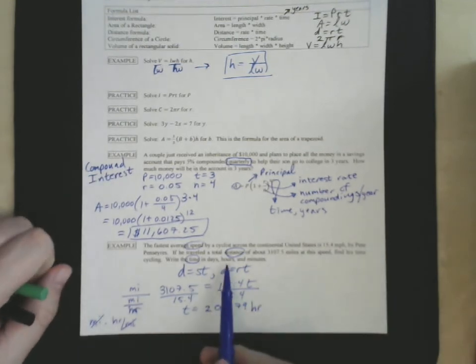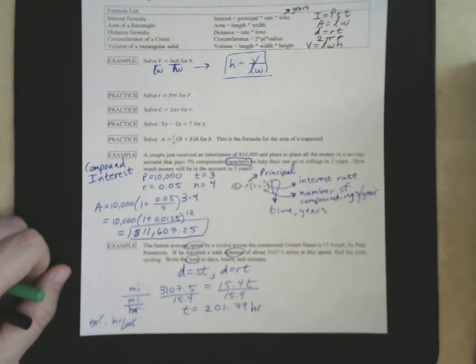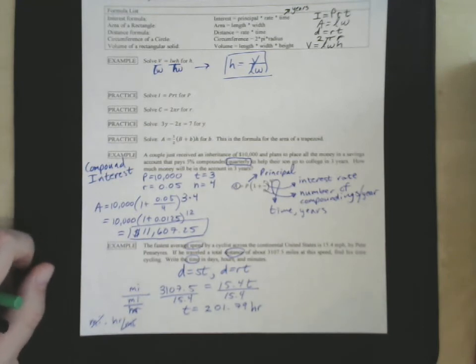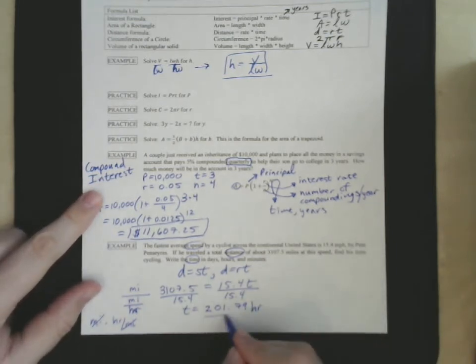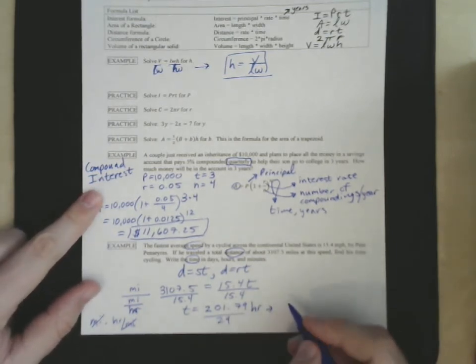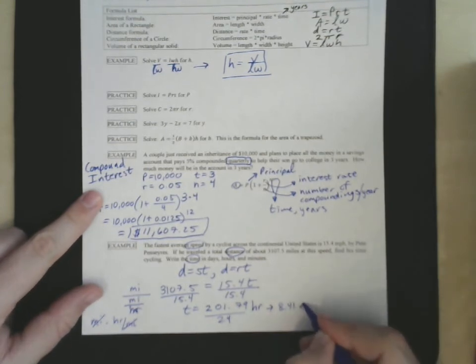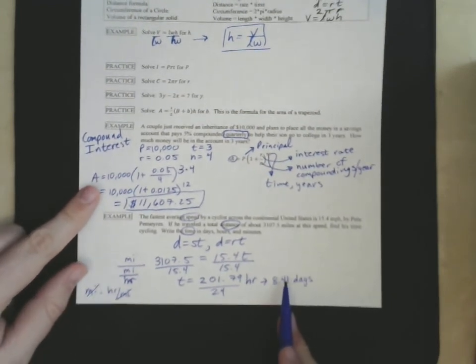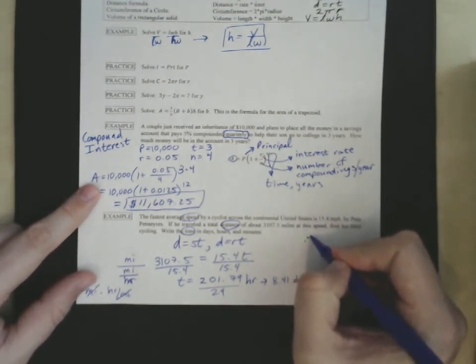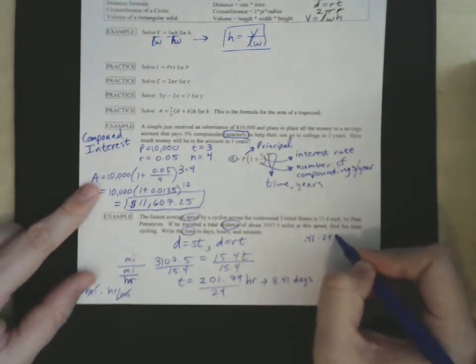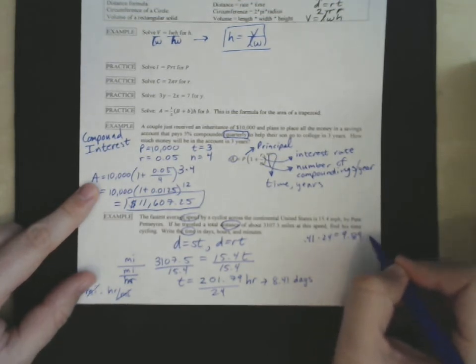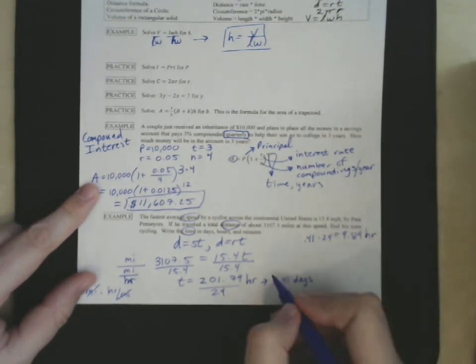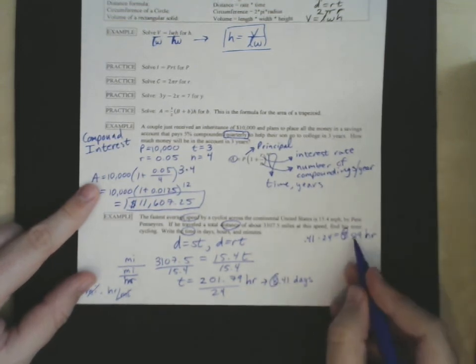Well, we want time in days, hours, and minutes, because I don't know what 201.79 hours is. So what we do is divide by how many hours in a day. So we divide this by 24, and we get 8.41 days. Okay, that's good. I still don't know what 0.41 days is, so I'm going to take this 0.41 and convert that back into hours. So 0.41 times 24 gives us 9.84, and this is hours. So now I have 8 days, 9 hours, and 0.84 hours.